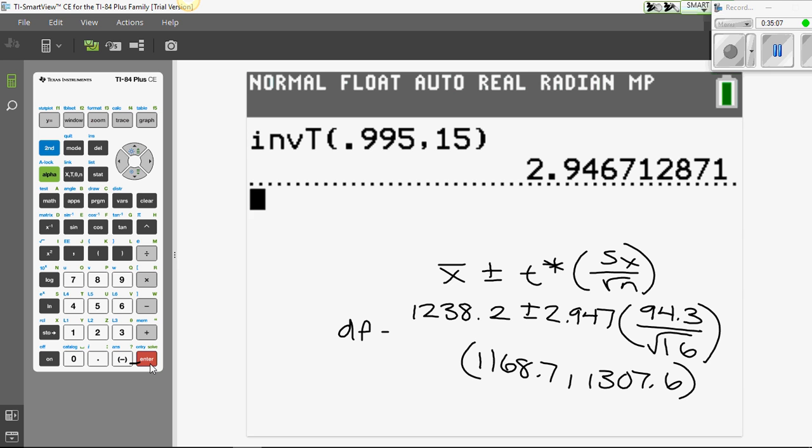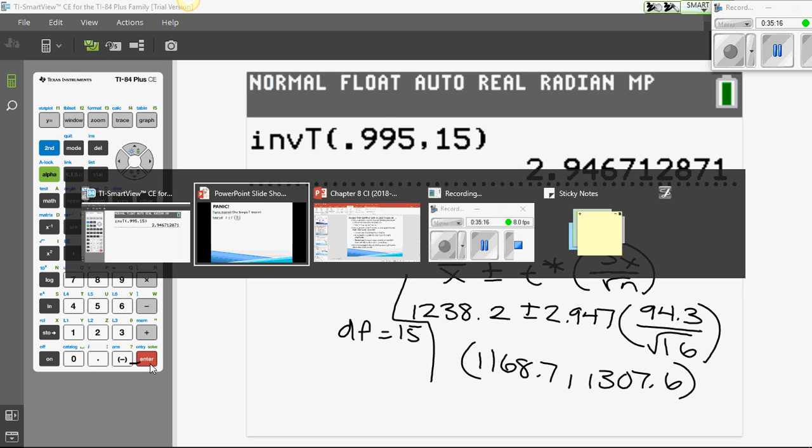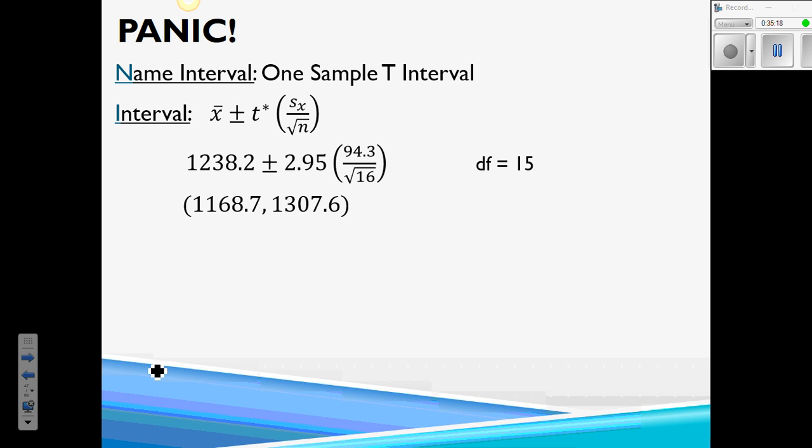Come over here and put degrees of freedom somewhere, like 15. Just put that somewhere on the paper. And I'm going to convert this back over to the PowerPoint because guess what's on the PowerPoint? All of that. All right, I just worked it out with you.